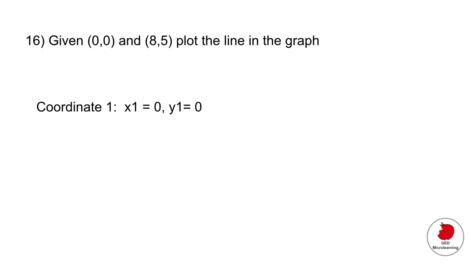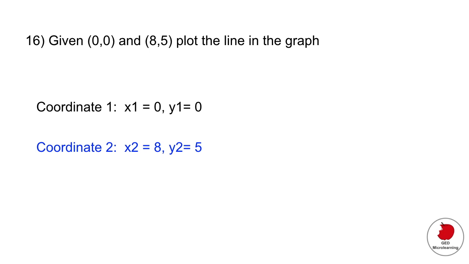Okay, so if they give you (0, 0), that's telling you that the first number would be the x value, the second number would be the y value. If we do it again for that second ordered pair, (8, 5), the 8 would be the x value and the y would be 5. Okay, and they're asking you to plot the line in the graph.